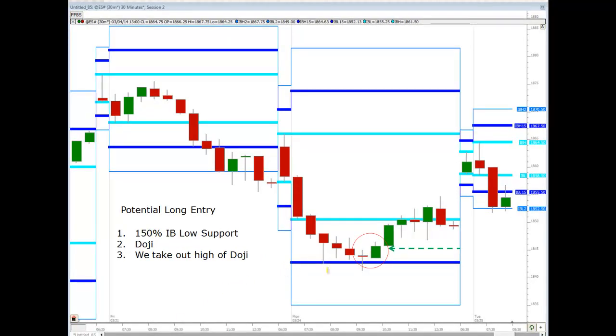All right. Now, why would this be a good potential long entry for us? First of all, take a look at how the 150% IB low provides support for us.